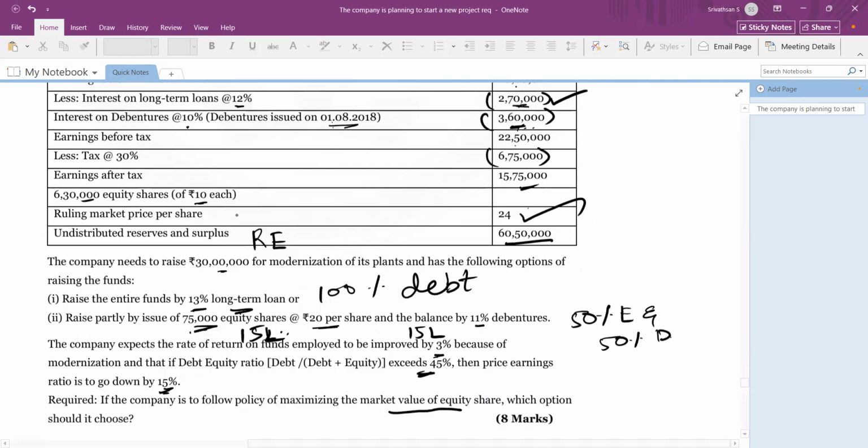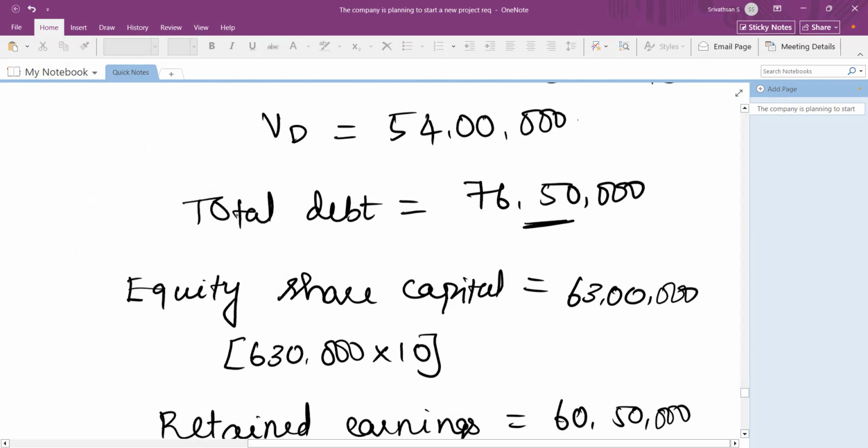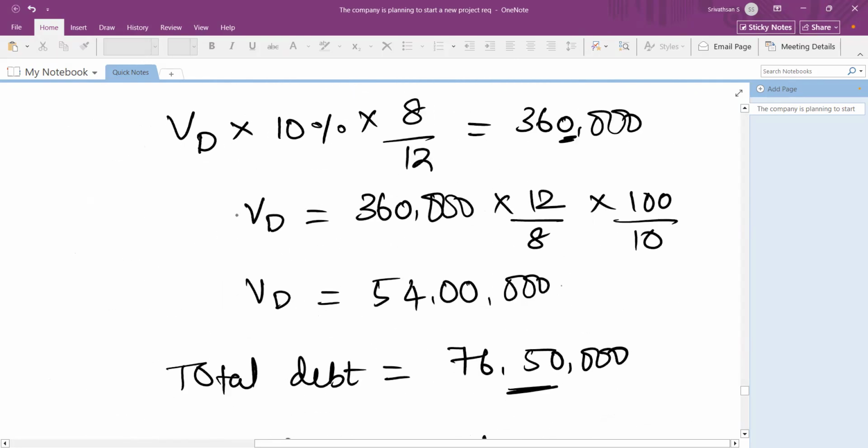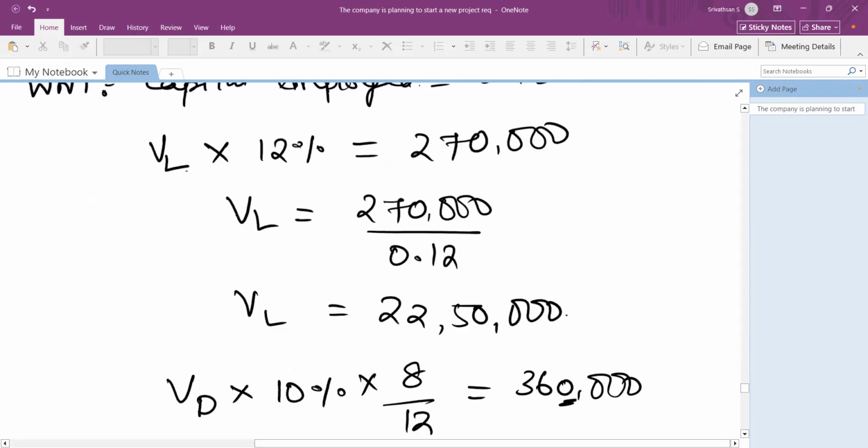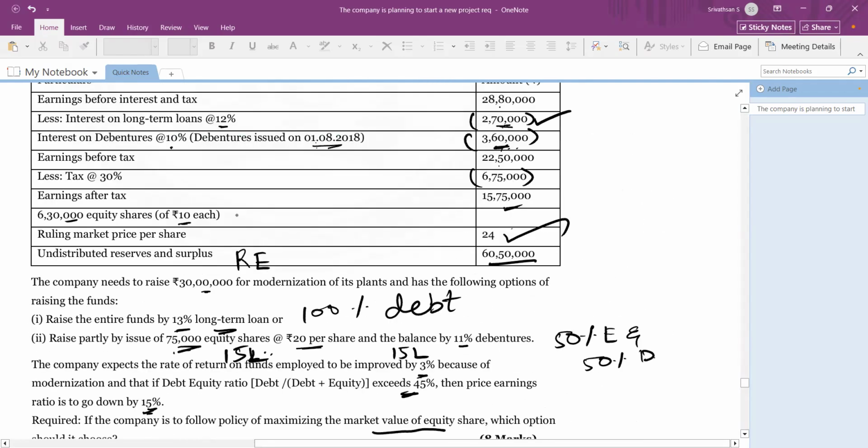Right? So here, what is the total value of the debenture? The total value of the debenture is 54 lakh. We issued debentures worth 54 lakh, on which we have to pay 10% interest. So what is 10% of 54 lakh? It is 5,40,000. So here the company will pay 2,70,000 interest on long-term loans, and 5,40,000 interest on debentures.